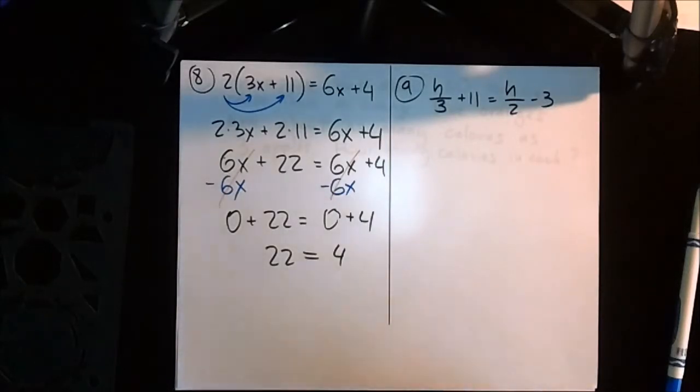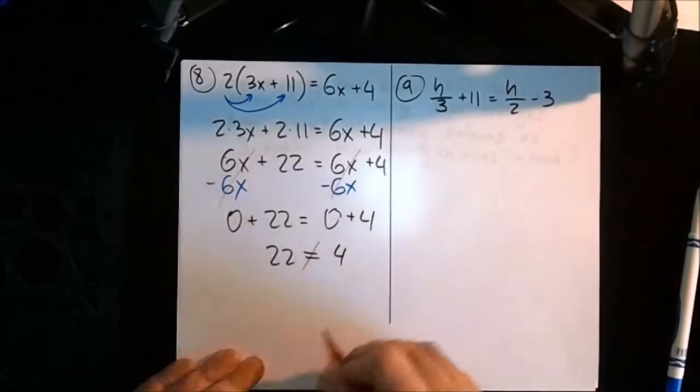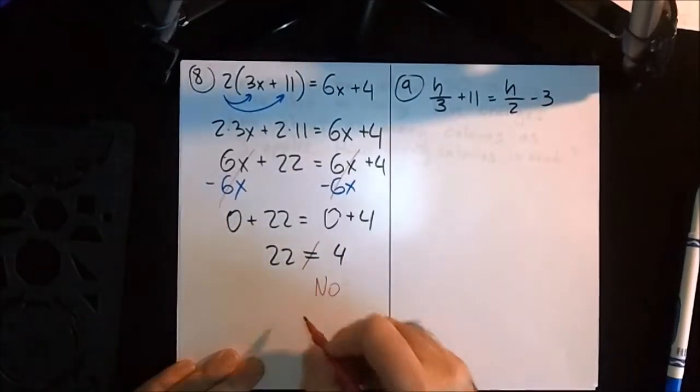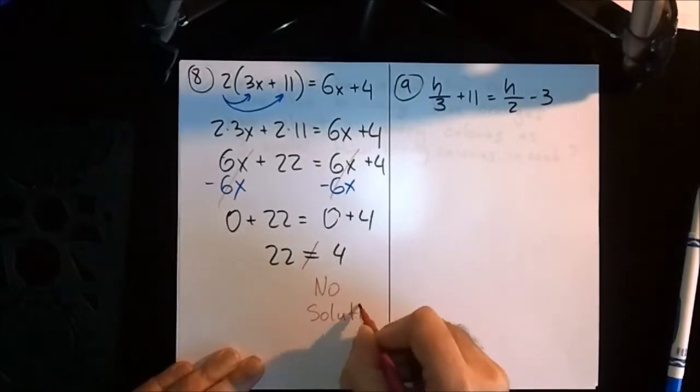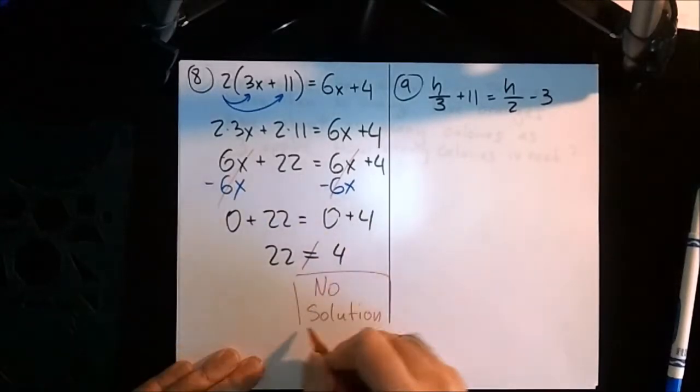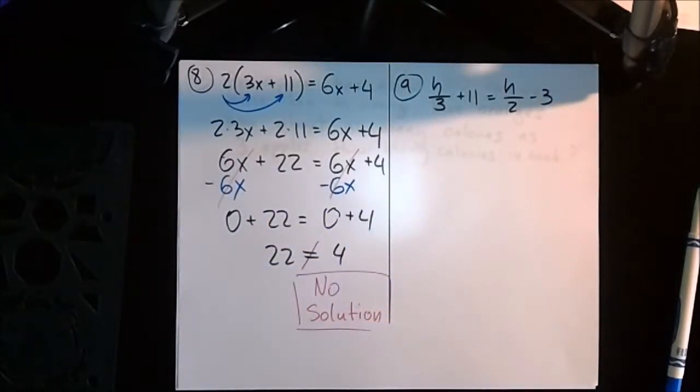That just, no. No solution. Well, that's your answer for number 8. No solution. Cannot be done. Makes no sense. Yep. And if you get a problem like that on the quiz where you end up with a number equals a number and the two numbers on either side of the equal sign are not the same, that can't possibly be. So no solution. That's what you write. Any questions?